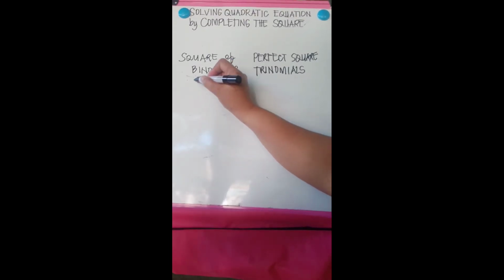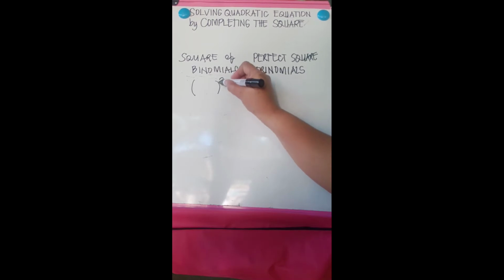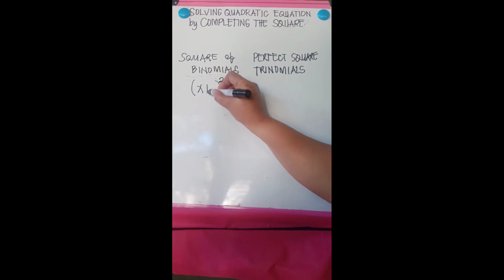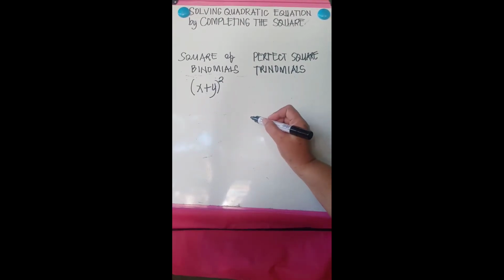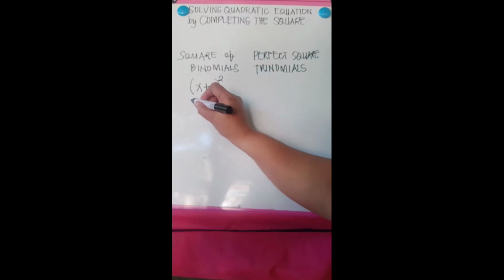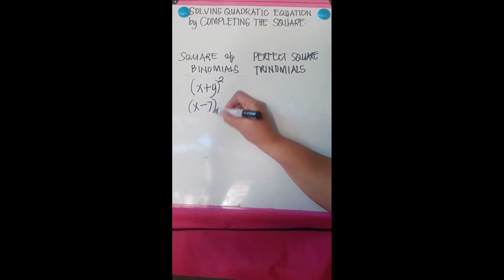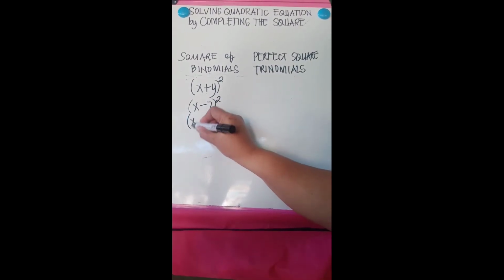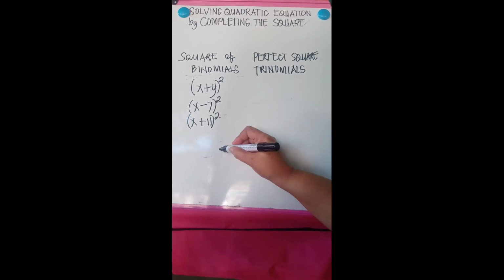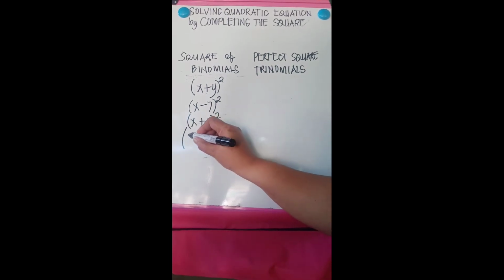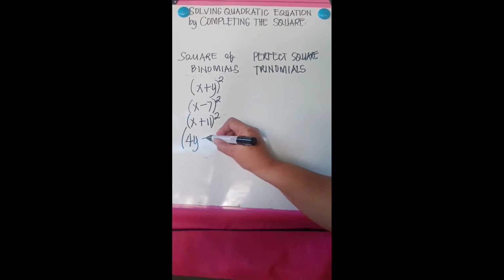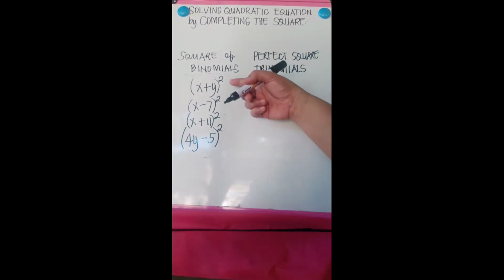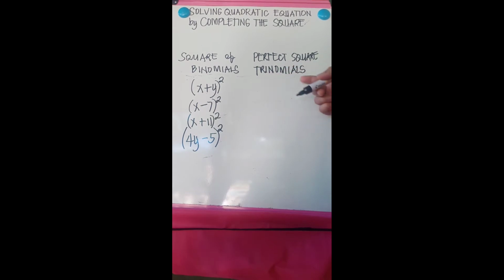So, when we say square of binomial, meron tayong binomial na naka-raise sa second power. So, example is x plus y. Then, another example is x minus 7 raised to 2. Another is square of x plus 11. Another one is 4y minus 5. Okay, then this is raised to the second power. So, ano ang relation nitong mga ito sa perfect square trinomial?